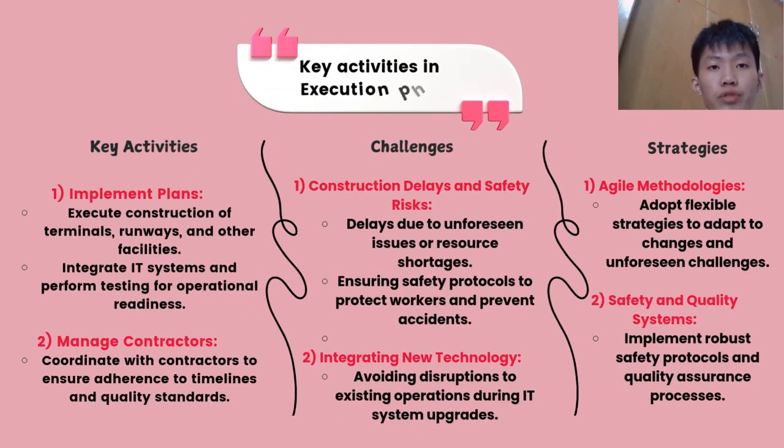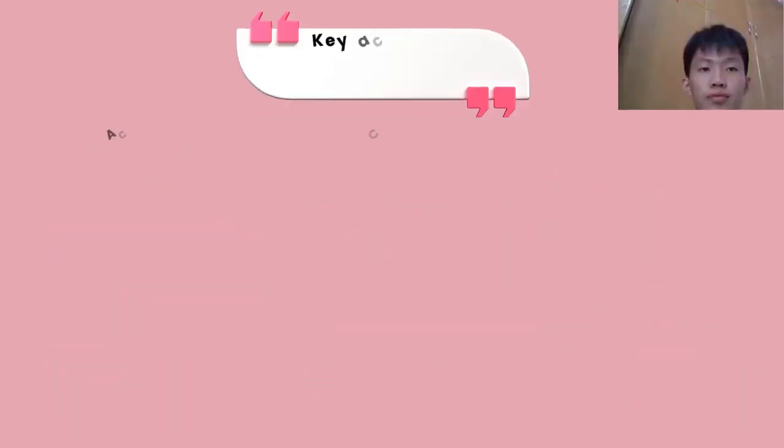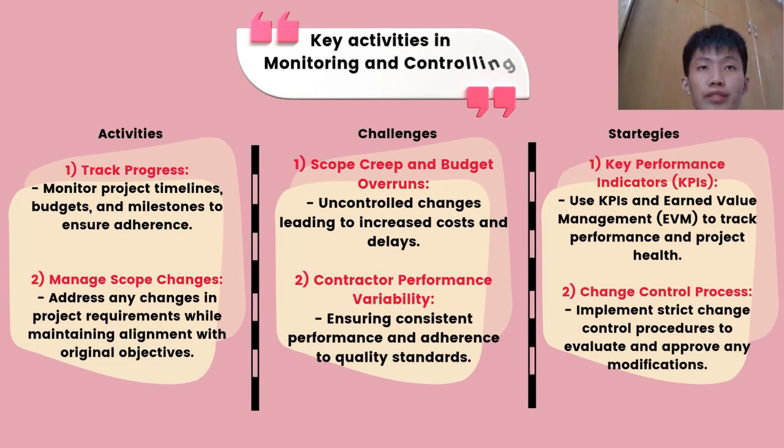The execution phase was focused on implementing the plans developed during the planning stage. This included the construction of key infrastructure components such as terminals, runways, and integrating IT systems to ensure operational efficiencies. During the execution phase, challenges included managing construction delays and addressing safety risks. In order to solve these challenges, Changi Airport can employ agile methodologies to enable the team to remain flexible and respond quickly to issues.